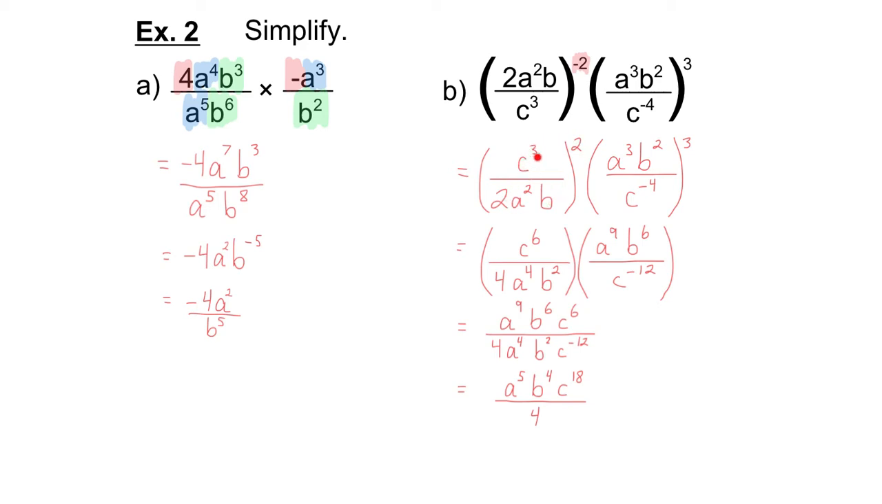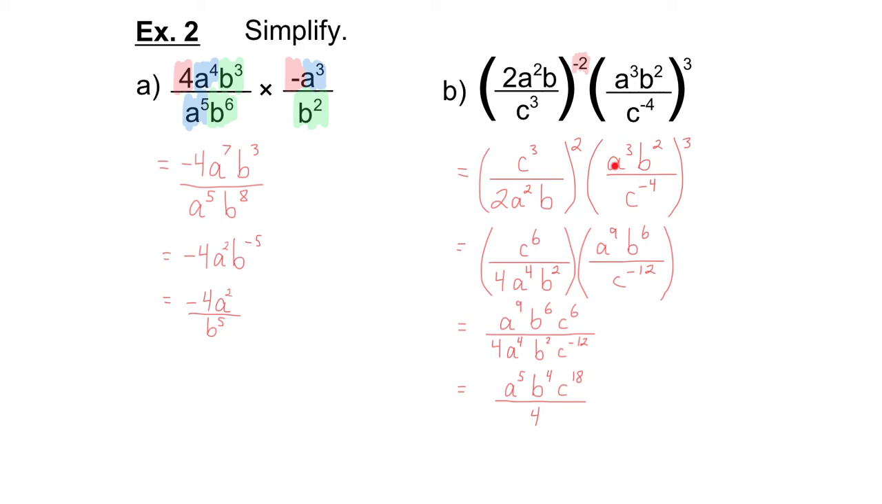So c to the exponent 3 to the exponent 2, power of a power, multiply the exponents. 3 times 2 is 6. 2 to the exponent 2 is 4. A squared to the exponent 2 is a to the 4. B to the exponent 2 is b squared. So that's how I came up with this.